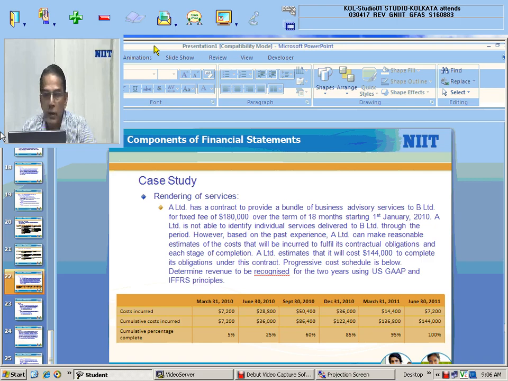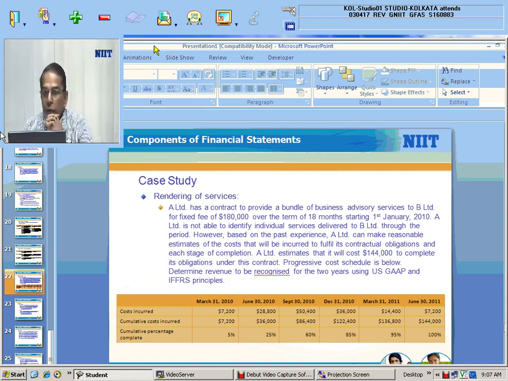A Limited is not able to identify individual services delivered to B Limited through the period. So the individual services provided to B Limited at different points of time during the period could not be determined. However, based on past experience, A Limited can make reasonable estimates of the cost that will be incurred to fulfill its contractual obligations and also its stage of completion. A Limited estimates that it will cost 1,44,000 to complete its obligation under this contract.